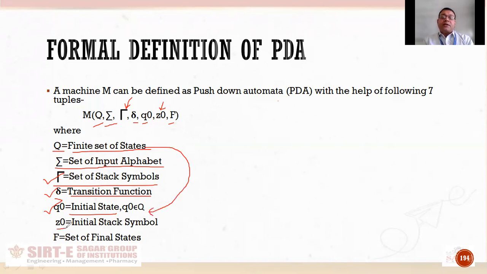Similarly, Z naught की बात करें तो Z naught is the initial stack symbol. So whenever we initialize the stack in our PDA, it will consist of Z naught by default. And what is its role? I'll discuss it later on.